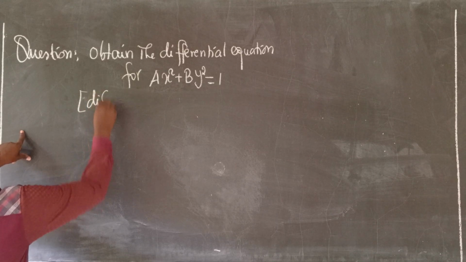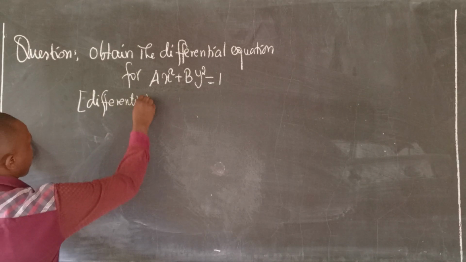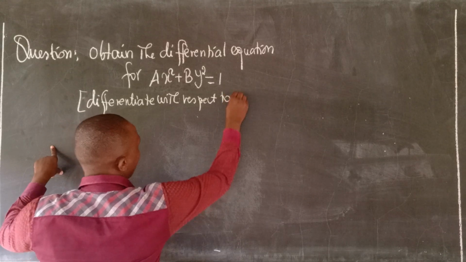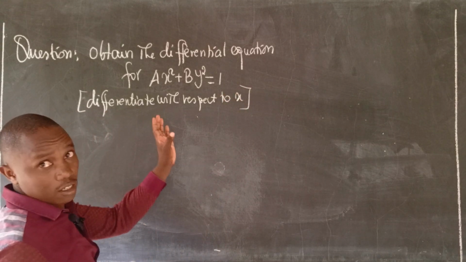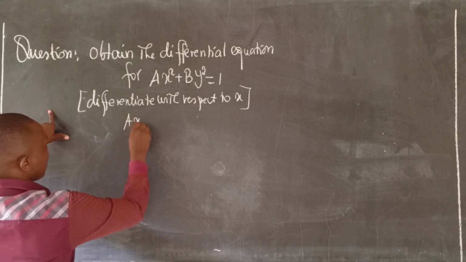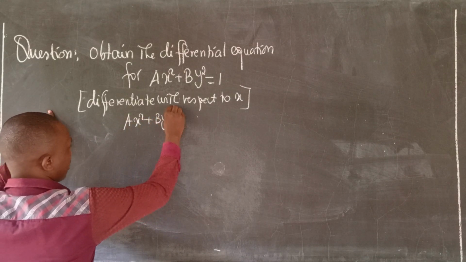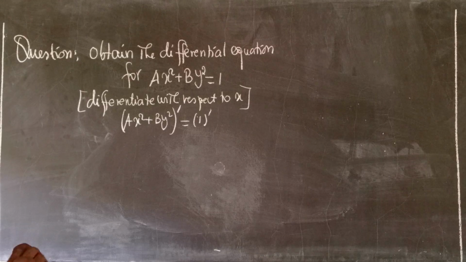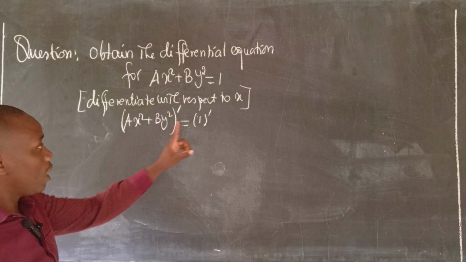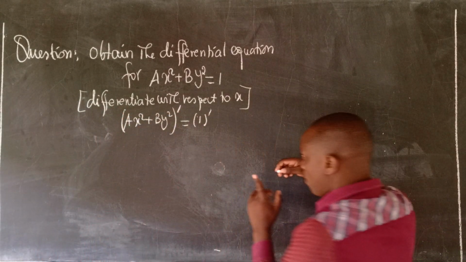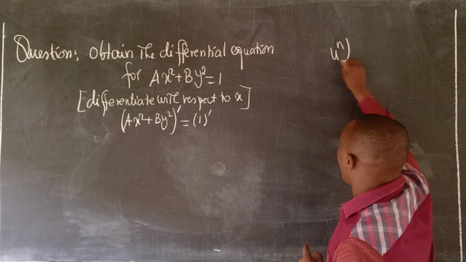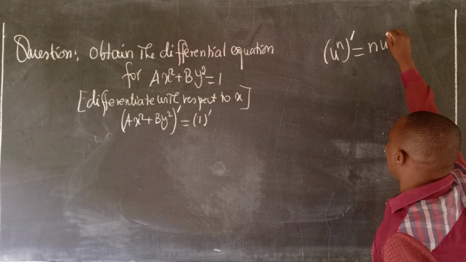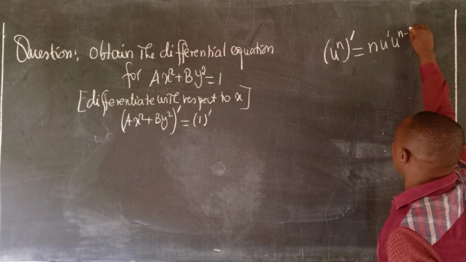Let's differentiate with respect to x. We differentiate both sides. Just remember this. We have ax² + by², and the derivative of 1. Remember, the derivative of every constant is 0. And here we are going to follow the fact that having uⁿ, where u is a function of x, its derivative is n times the derivative of u times uⁿ⁻¹.